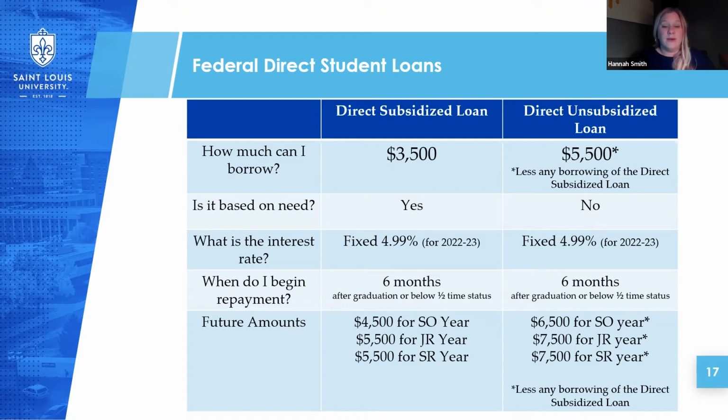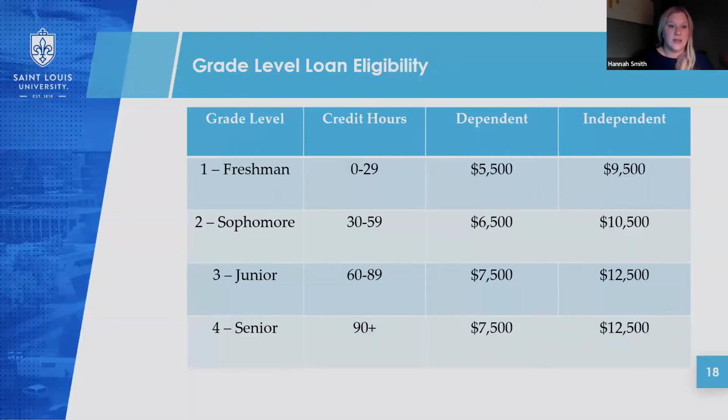Students do have increasing eligibility throughout the years. So I'm going to toggle to my next slide here that shows you by grade level, your loan eligibility is going to go up a little bit. So if you have 0 to 29 credit hours, you'll have that $5,500 threshold.